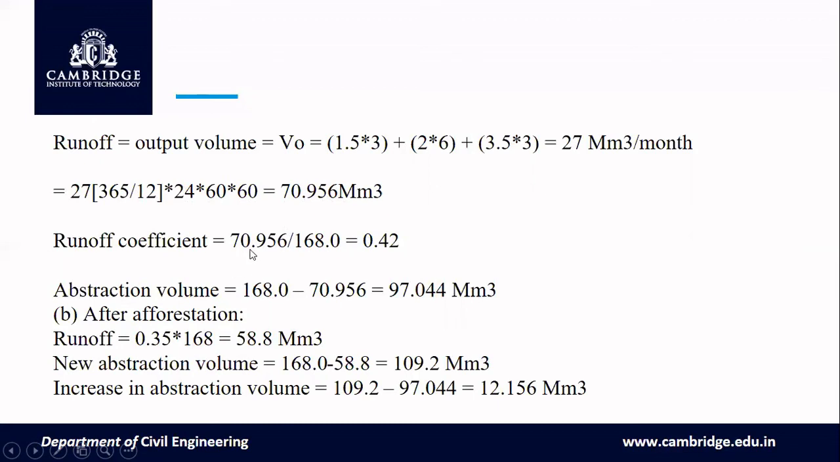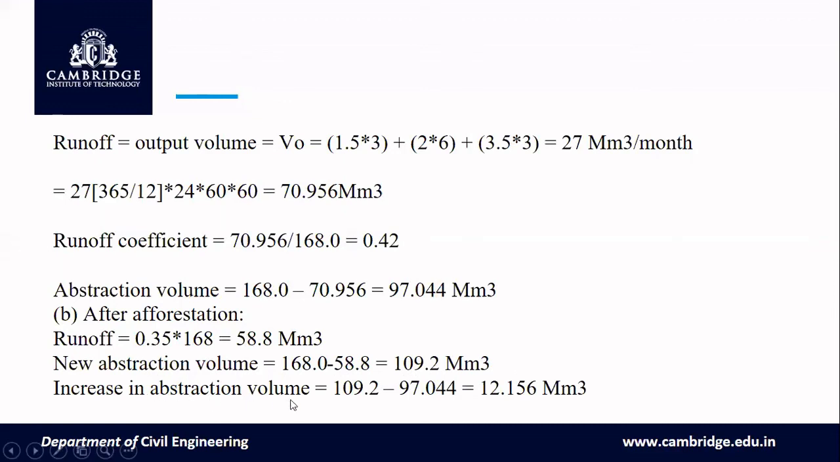So it will be 70.956 million meter cube. Then the runoff coefficient will be 70.956 divided by the total input volume, which gives 0.42. Then the abstraction volume is 168.0 minus the output volume, 70.956, which gives 97.044 million meter cube of abstraction volume. Now, second case, after afforestation: the runoff coefficient 0.35 multiplied by the total input volume of 168 gives 58.8 million meter cube. The new abstraction volume will be 168 minus 58.8, which is 109.2 million meter cube.